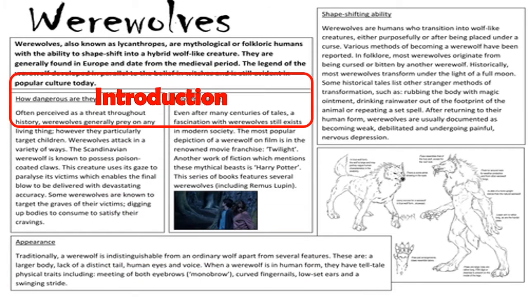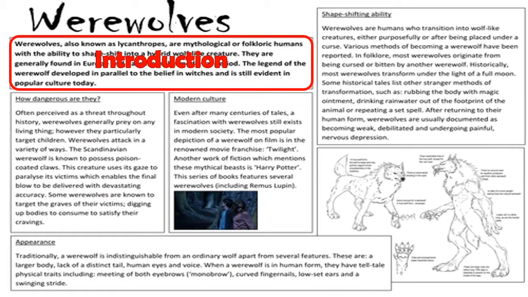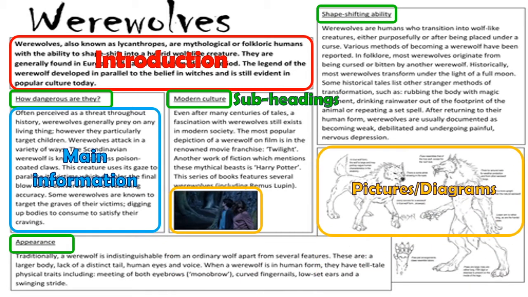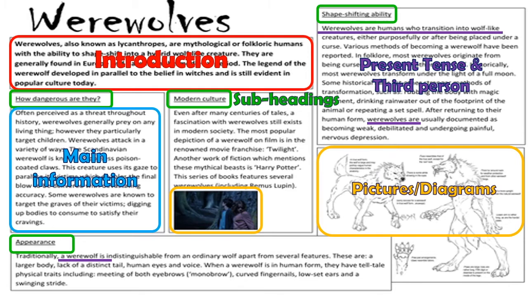Okay, let's have a look at the features together. First of all, we've got the title, Werewolves, followed by a short introduction. Then we've got our subheadings for each individual section that we're talking about. Our main information comes under these subheadings. You can see them underneath each subheading. There's lots of information written in paragraphs. Your report might also include pictures and diagrams to illustrate to your reader what you're talking about. Generally, a report is written in present tense using third person. However, you might use past tense if you're writing about something that's already happened before.